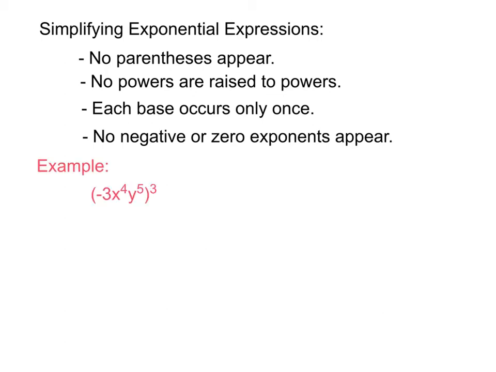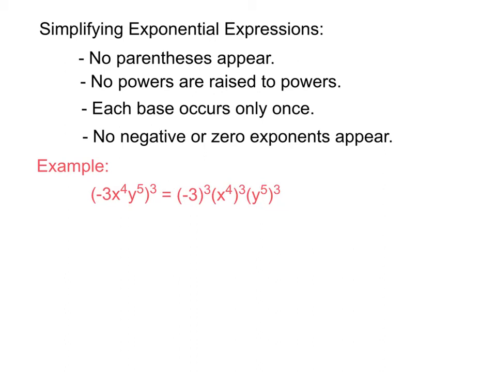So let's look at an example. For example, look at what's on the screen right now. We've got parentheses minus 3x to the fourth, y to the fifth, parentheses, all of that raised to the third. So we want to get rid of the parentheses. We want to use the rules for exponents and simplify this.